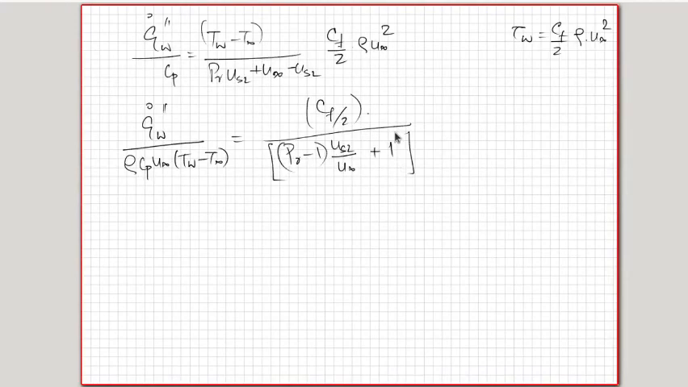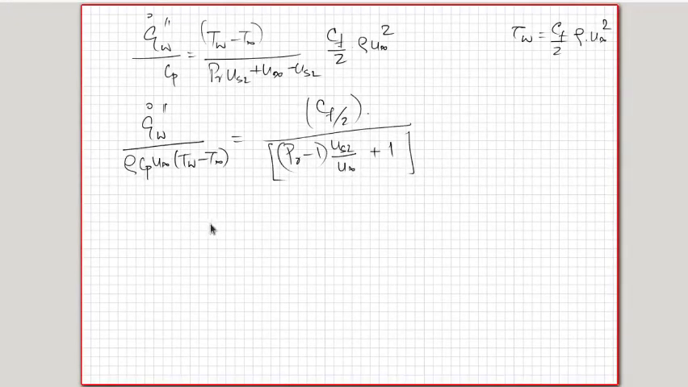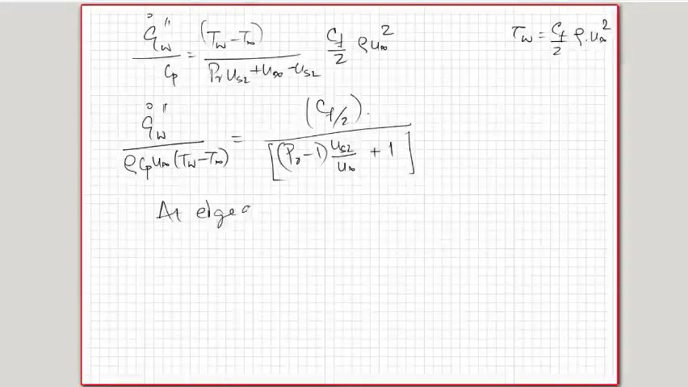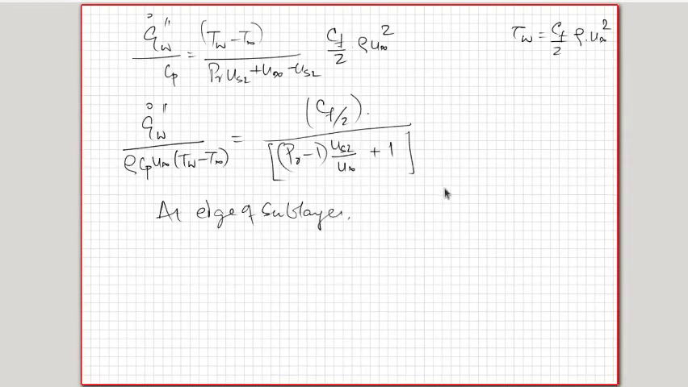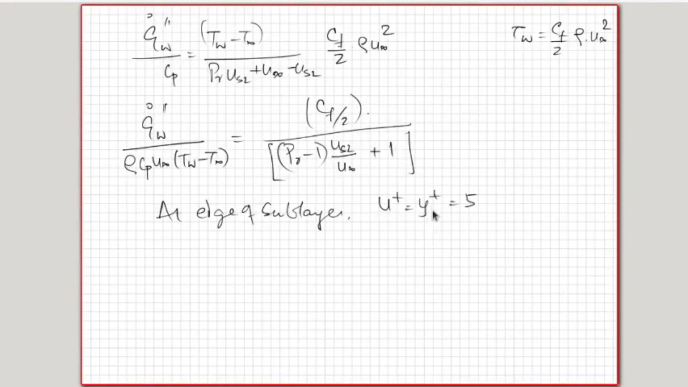Now I'll need to write the expression for USL by u infinity. So this again I will use the expression for the sublayer. At the edge of the sublayer, we say u plus equal to y plus equal to 5. Okay, so normally we go from y plus equal to 0 to 5 as a sublayer.